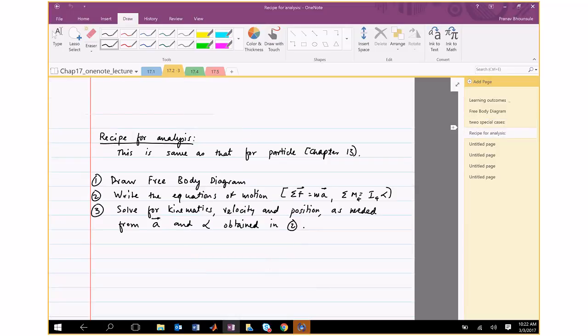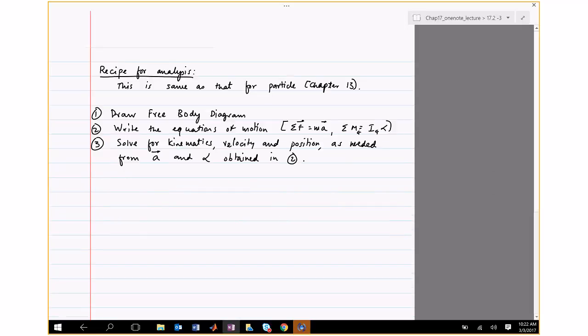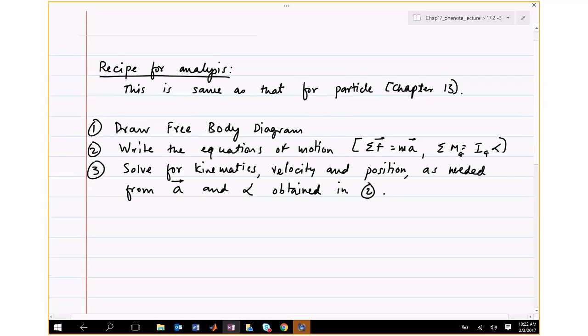So the recipe for analysis is essentially the same as chapter 13. First, you've got to identify if it's a kinetics problem and if it is rigid body motion. Once you do that, then draw the free body diagram, write equations of motion, and then solve for the kinematics. So the third step is optional, only if you have to find the velocity or the distance moved based on the acceleration. So let's start solving problems.